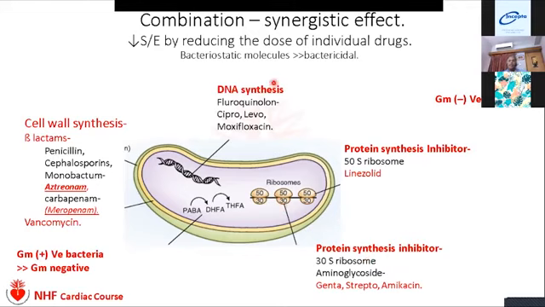So this is the synergistic effect. On the other hand, DNA synthesis is inhibited by ciprofloxacin, levofloxacin, or moxifloxacin, that is the quinolone derivatives. These groups of drugs are mostly effective on gram-negative bacteria.